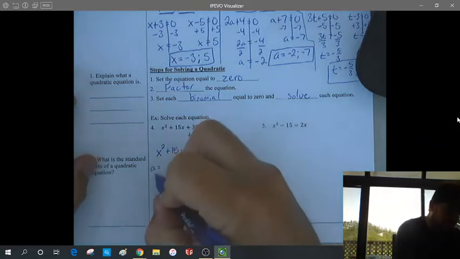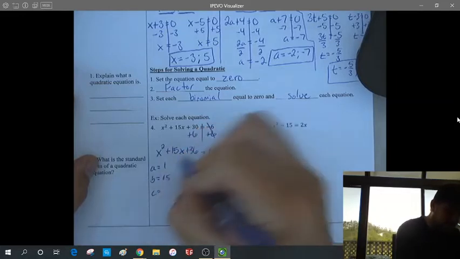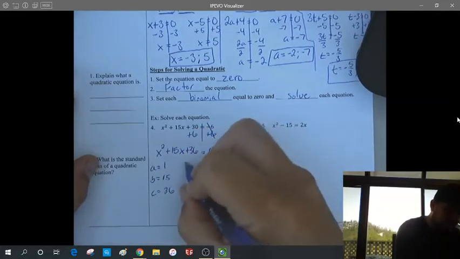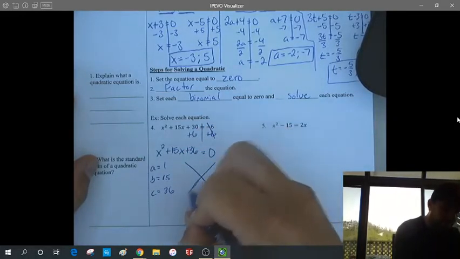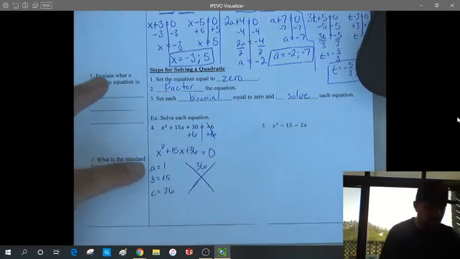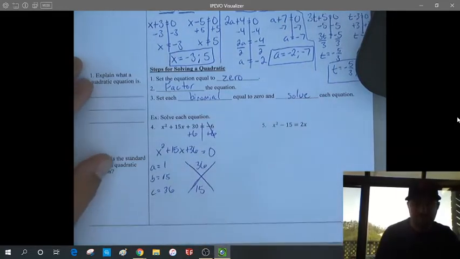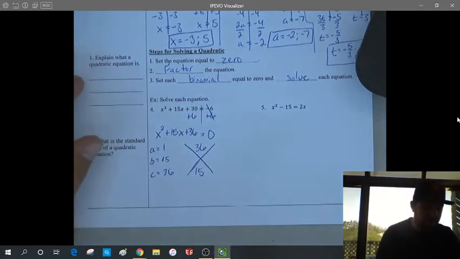I'm going to factor that now. So A, B, and C, 1, 15, and 36. I'm going to make my diamond. Remember, C goes on top, or it's actually A times C on the top, but in this case A is 1, so just C on the top. B on the bottom. Figure out what multiplies to make 36 and adds to make 15.